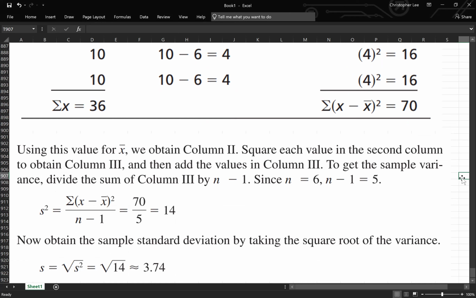So using this value for x bar, we obtain from column 2 the square of each value in the second column to obtain column 3, and then add the values of column 3 to get the sample variance, which is the sum of column 3 divided by n minus 1. So since n is equal to 6, n minus 1 is equal to 5. So the sum of x minus x bar squared is going to be 70 divided by 5, which comes out to our 14. And then to obtain the sample standard deviation, we take the square root of the variance. So we square root the 14 and we come back out with the same answer, 3.74.